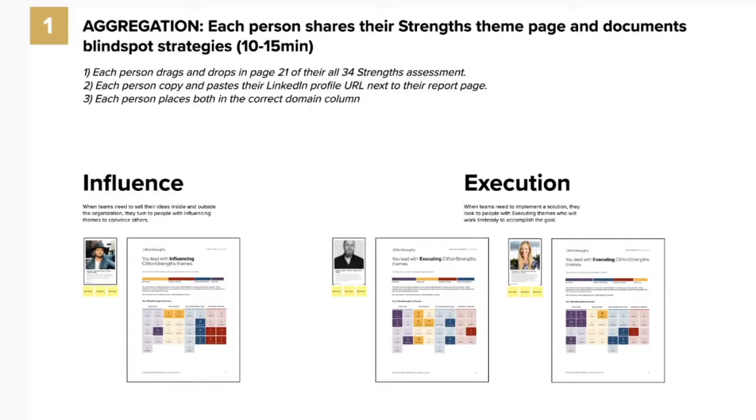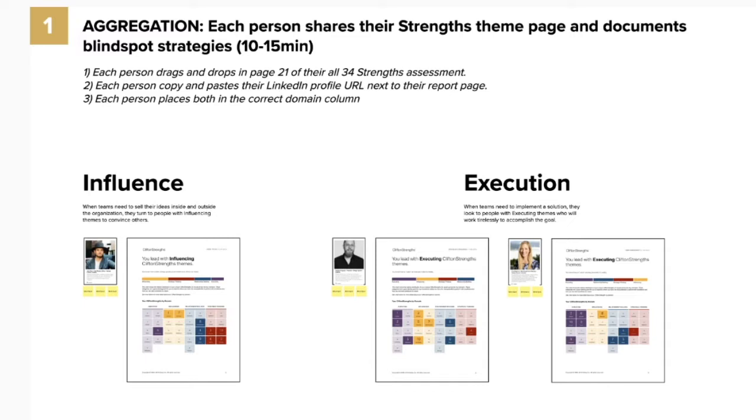But in the first one, once each person does the strengths assessment, they'll get a many page PDF export that talks about all of their strengths. And on that, there is a specific page. It's page 21 of the report, and it is a high-level view of all of the strengths, as well as which theme you naturally lead in.